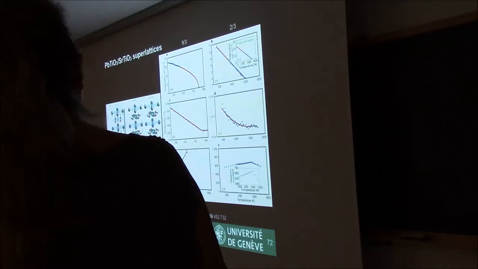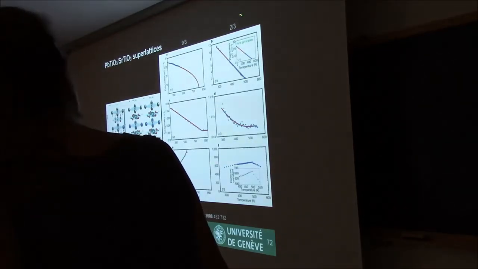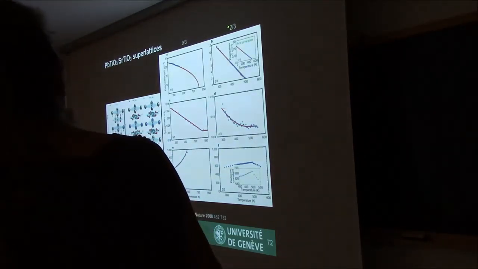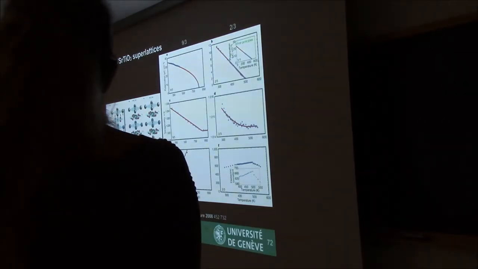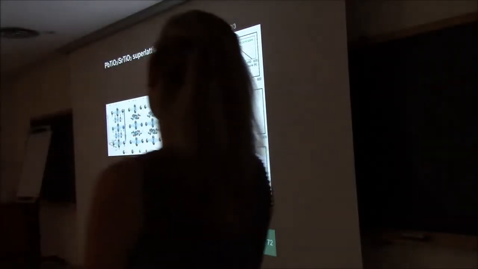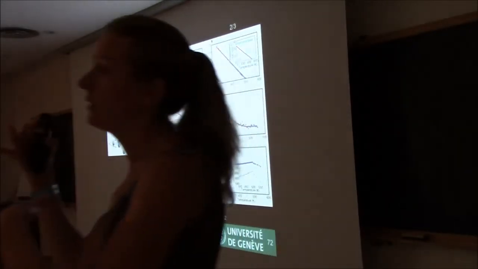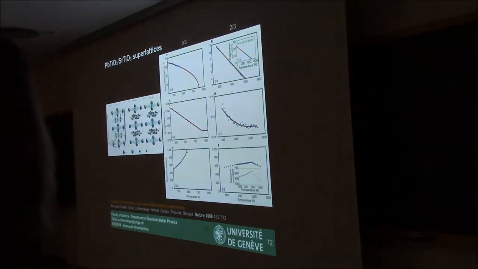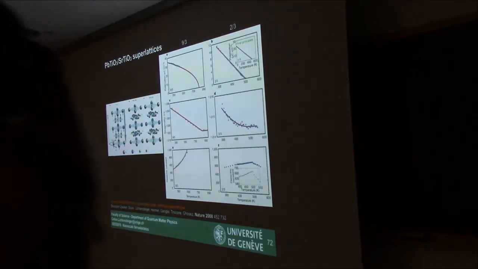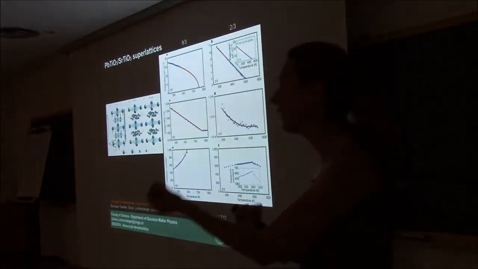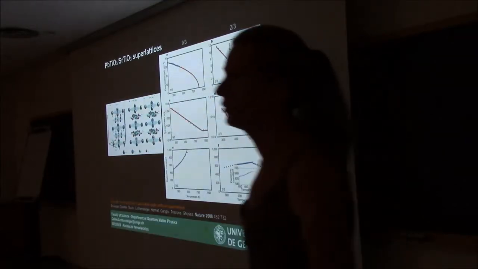And so what we found is that when you reduce the thickness of the PTO, so this is an example of a 2-3 superlattice, so 2 unit cells of PTO, 3 unit cells of STO, actually you are really making a superlattice that is more a stacking of interfaces than really thin films. And so you have the properties of the interfaces that will really control the properties of your system.